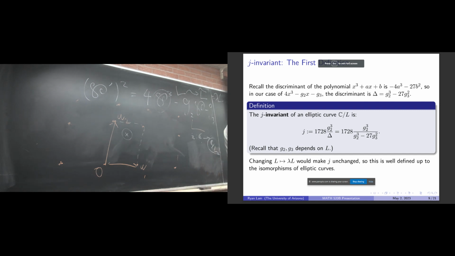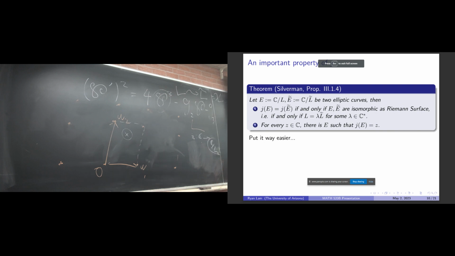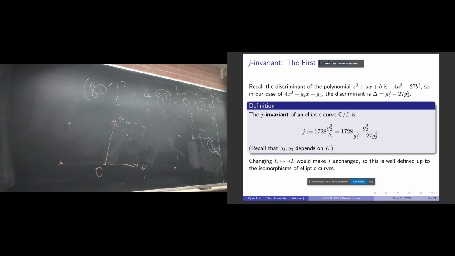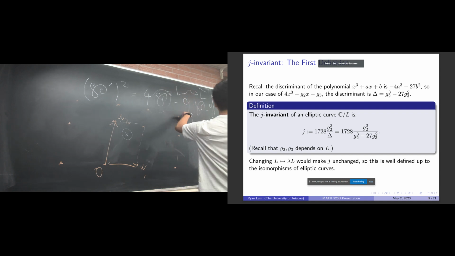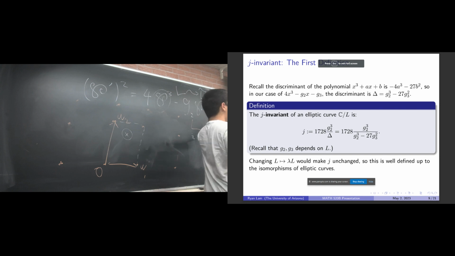Okay, so here's the theorem. It is actually better than that. If I have two elliptic curves, the j-invariant does not change if and only if they are isomorphic as elliptic Riemann surfaces. And secondly, for every, remember that G2 and G3 are just complex numbers, right? They are just like coefficients of a polynomial, which happen to depend on my lattice L.